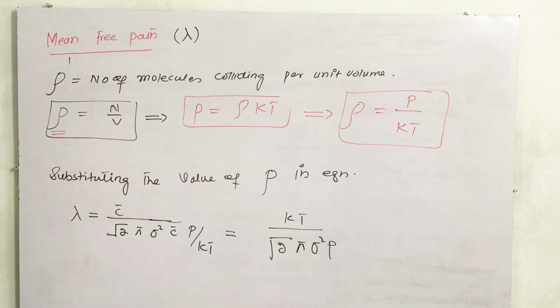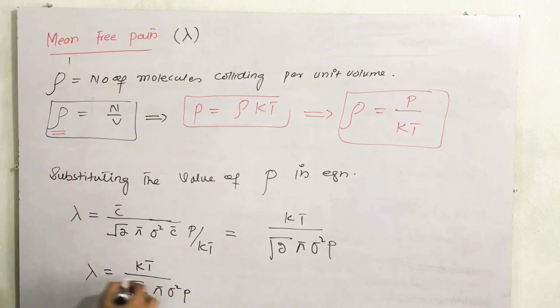Okay, this is the equation. Now what will be the final equation? The final equation will be lambda is equal to kT divided by 2 pi sigma square P. Okay, this is the final equation: 2 pi sigma square P will be the answer.